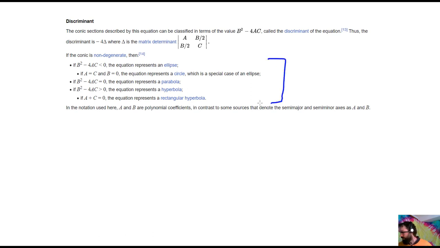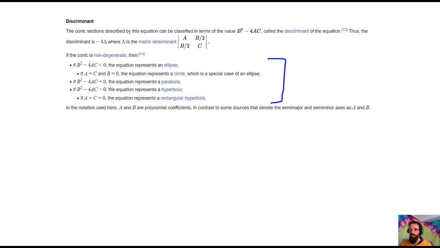It so happens that if you have b squared minus 4ac smaller than 0, then you're going to get an ellipse. Now you have a very special case: if a equals c and b equals 0, then you get a circle. Then we'll get a parabola when we have b squared minus 4ac equals 0. And if b squared is greater than 4ac, then you get a hyperbola.